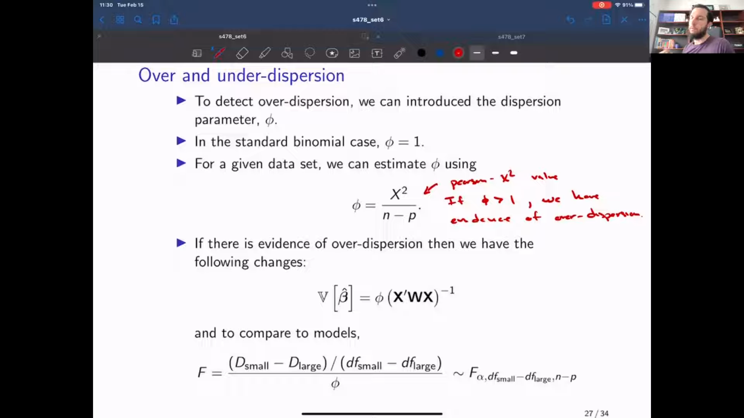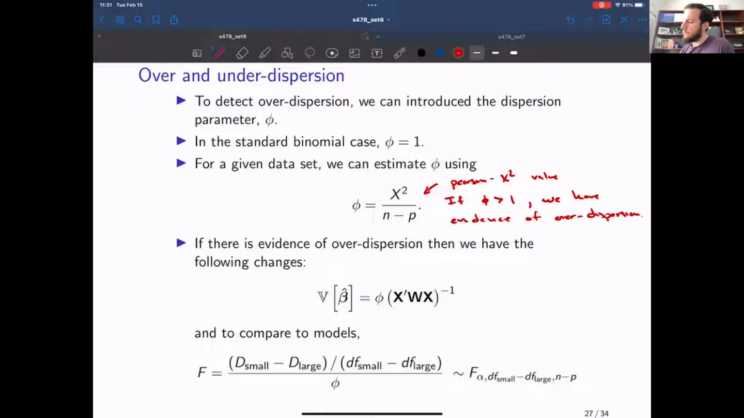the model parameters, which in practical terms means that we change the standard errors that are associated with the model parameters. Okay, and we basically just adjust them by multiplying this quantity by phi. And again, we can do this in R very easily using the summary command.